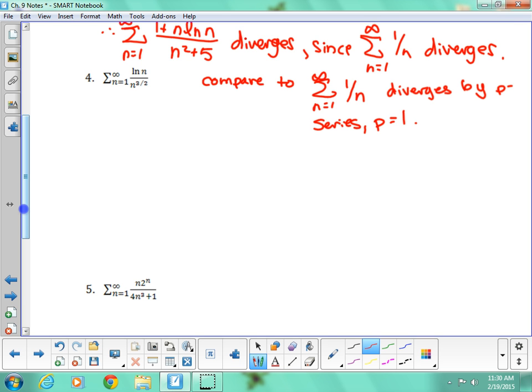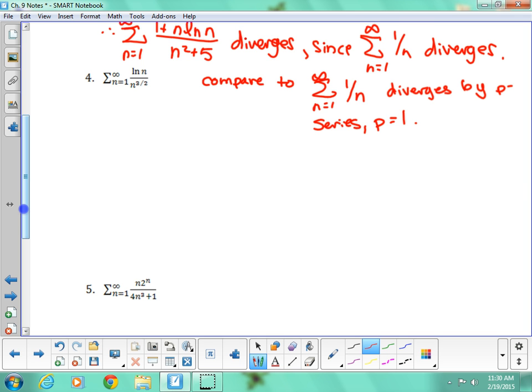Okay, direct comparison, Kaiki, walk me through that again. So direct comparison, what do I know about ln of n over n to the 3 halves and 1 over n? 1 over n is smaller. How come? How do you know for sure? No, I don't know for sure. See, there's the problem.